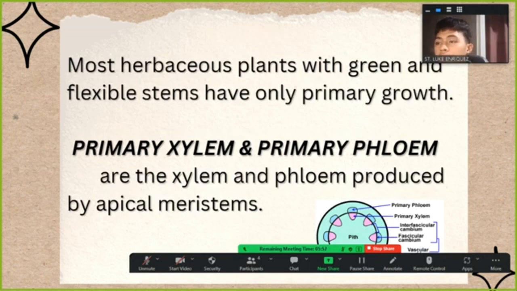Primary xylem and primary phloem are the xylem and phloem produced by apical meristems. Primary xylem is found in the young and growing parts of plants. They can be found in roots, stems, and leaves. Primary phloem is a kind of phloem that a vascular plant's main meristem produces. Primary phloem is a phloem that comes from the procambium during primary growth. Every organ contains primary phloem. Only the stem and roots of perennial dicots and gymnosperms contain secondary phloem. Next slide.